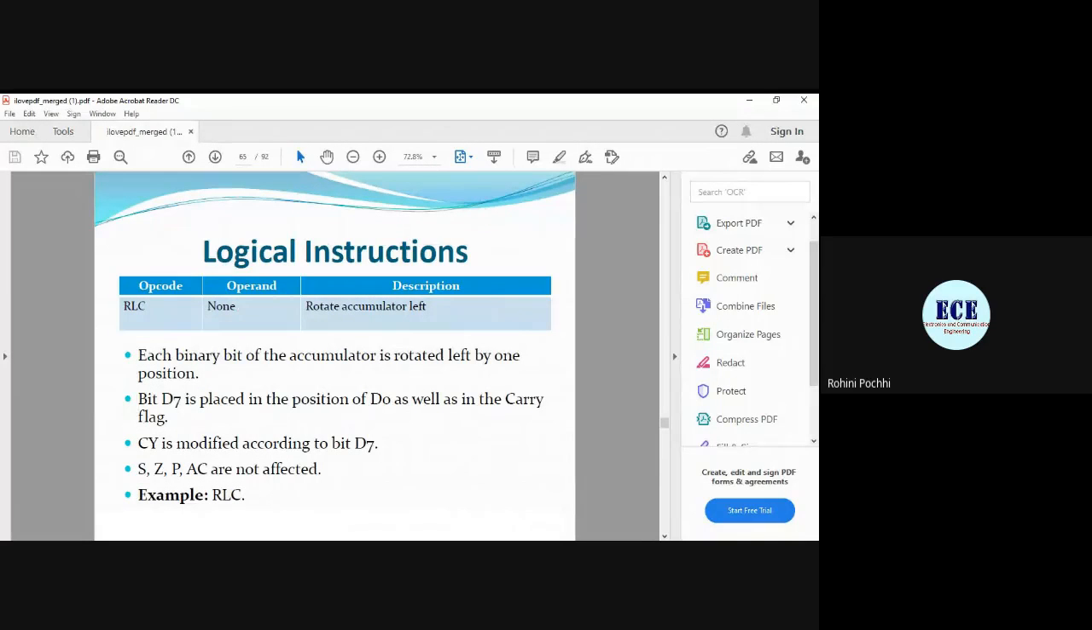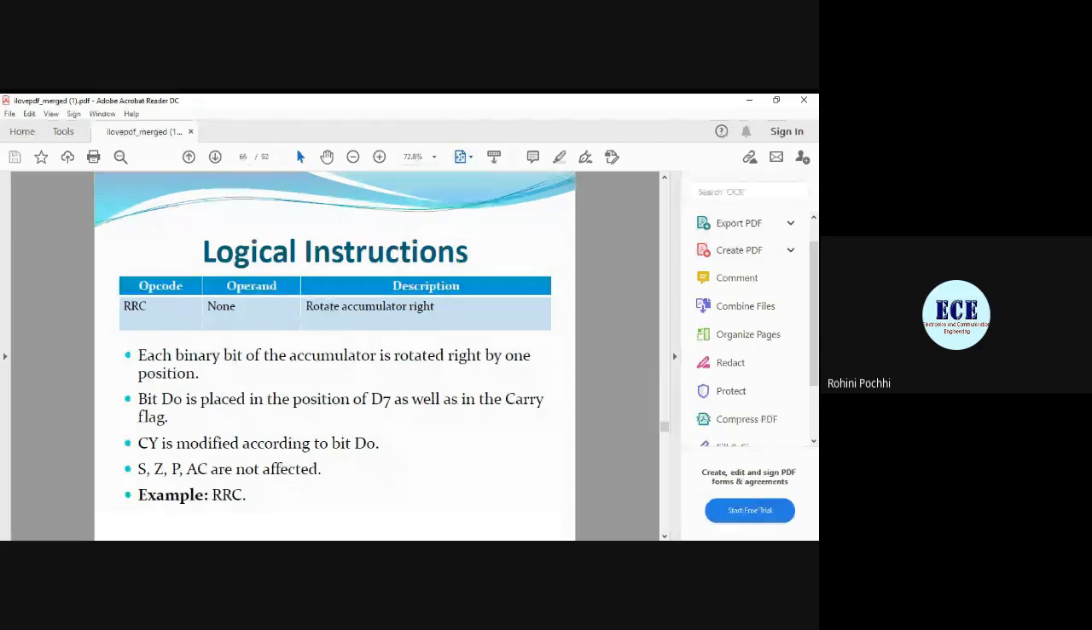RLC, rotate accumulator left. Each binary bit of the accumulator is rotated left by one position. Bit D7 is placed in the position of D0, as well as in carry flag. CY is modified according to the D7 bit.